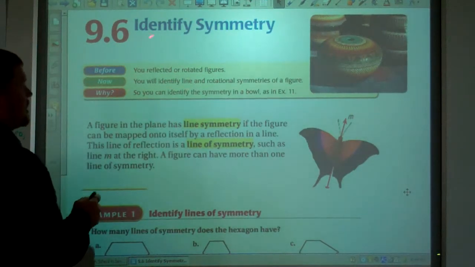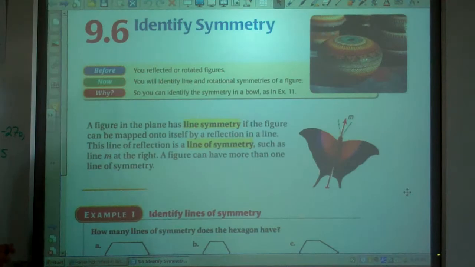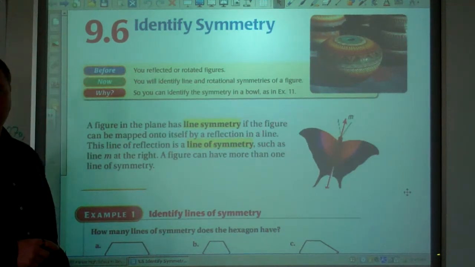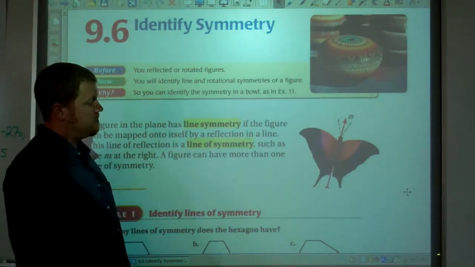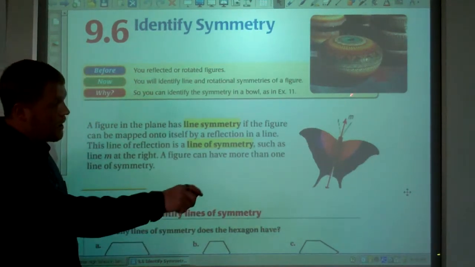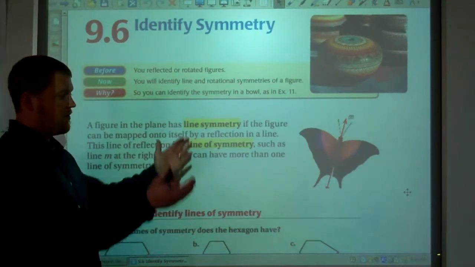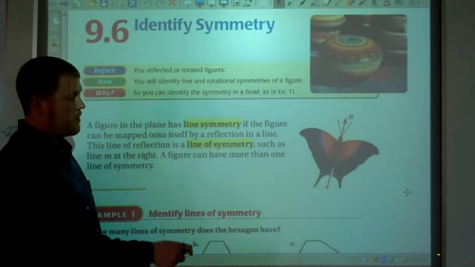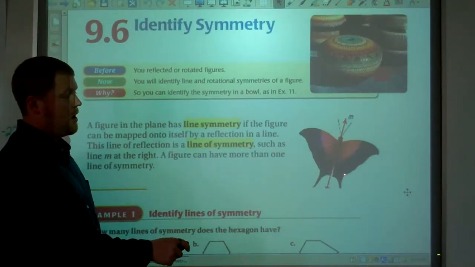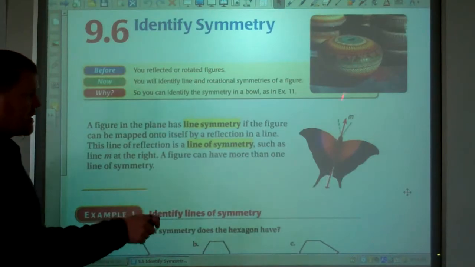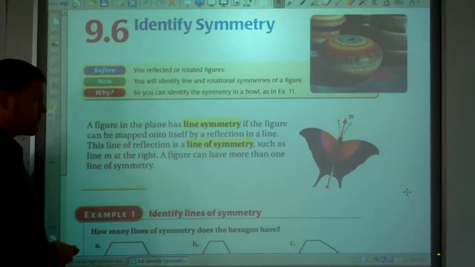Alright, today we're talking about identifying symmetry. A figure in a plane has line symmetry if the figure can be mapped onto itself by a reflection line. So this butterfly here, reflection line M. If you're able to fold that butterfly, like when it folds its wings up, this wing maps onto that wing. That line M here is the line of symmetry.